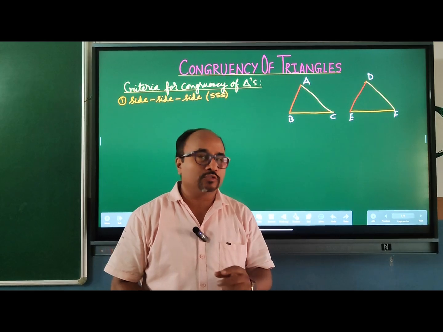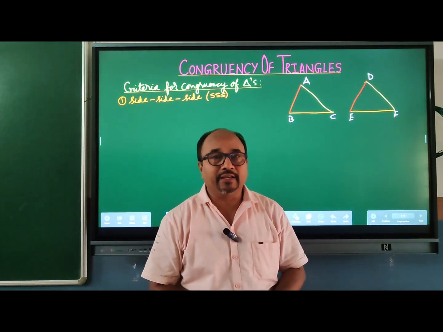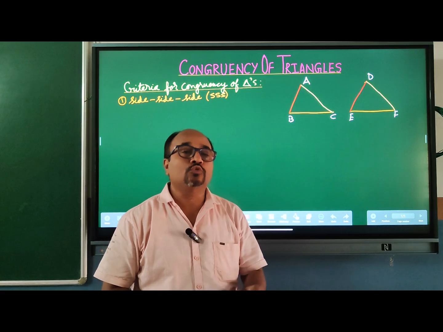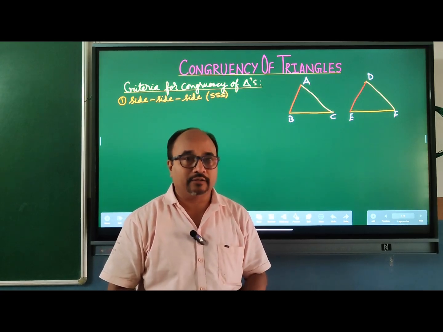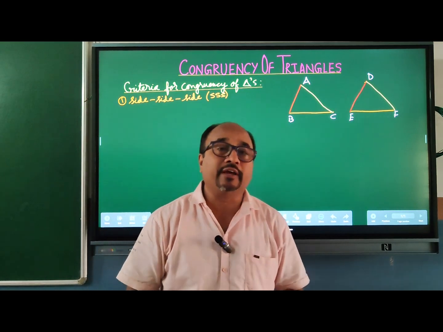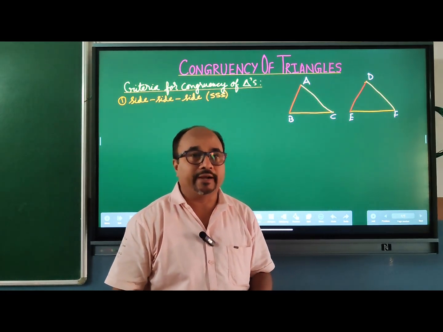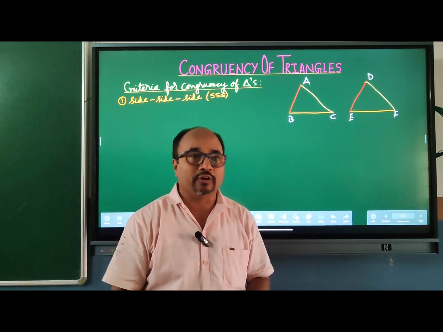So if you take two circles and draw them of the same radius, they will be the same in shape as well as size. So two circles with the same radius will always be congruent. In the same way, two squares of the same side will be congruent. So it's very easy to get circles and squares congruent.